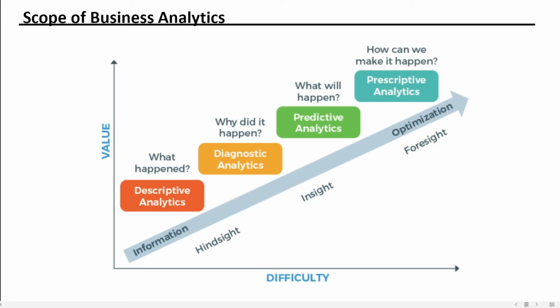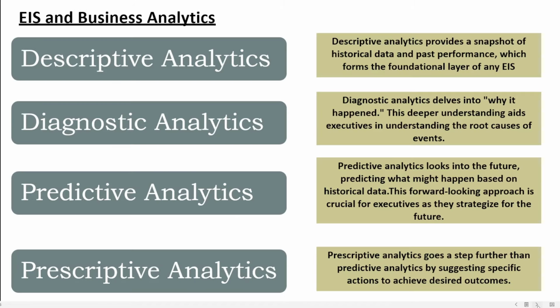So what is the connection now of business analytics to the executive information system? EIS are specialized information systems designed to support senior executives and decision makers in the strategic decision-making process. Right? So let's look now at the connection of EIS to these four scopes of business analytics. Okay. So that's already written there. I will not explain this thoroughly.